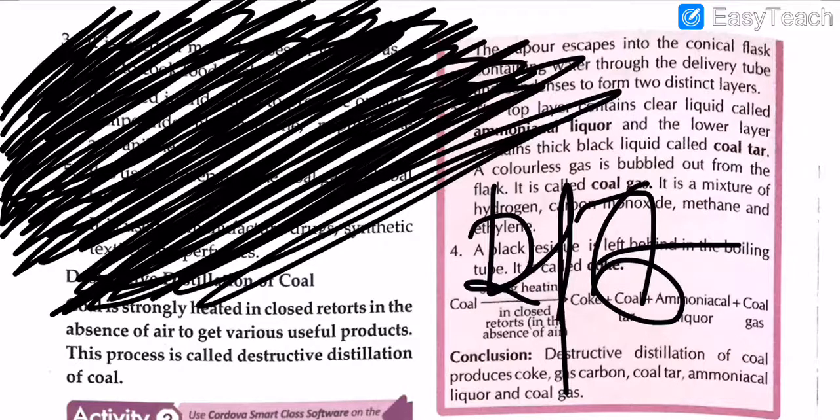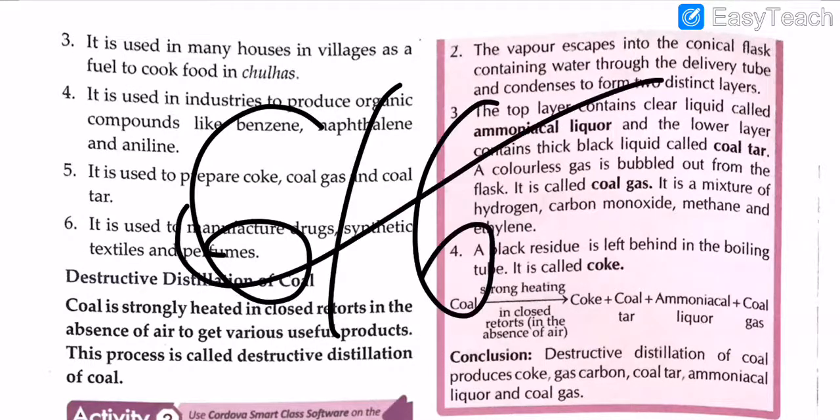2 more left. Come on. What can coal be used for apart from this? We just read this. Okay, now tell me. Fourth one, I guess you know this as well. It is used to prepare coke, coal gas, and coal tar. And the sixth one, I think it's the easiest of all, or probably the second easiest after the thermal power plants or the chulas. It is used in manufacturing of drugs, synthetic textiles, and perfumes, right? Okay, very good. We got it all right. 6 out of 6. Very good.